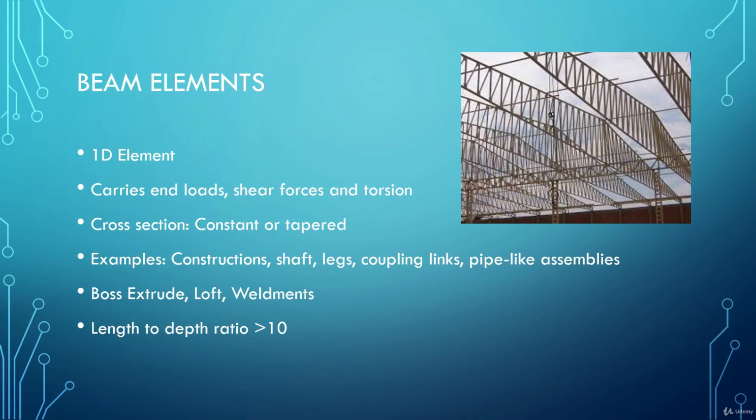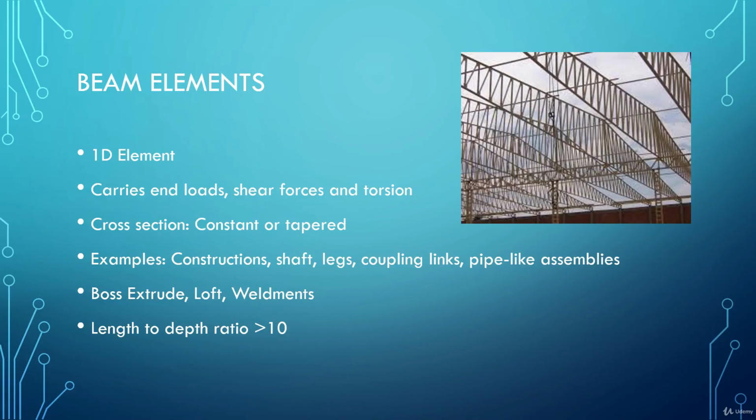A beam element is also a 1D element, but beam elements can carry end loads, shear forces, and torsion, while truss elements can only carry end loads. The cross-section of the object treated as a beam can be constant or tapered, while with the truss element, when you have an object and we treat that object as a truss element, the cross-section can only be constant.